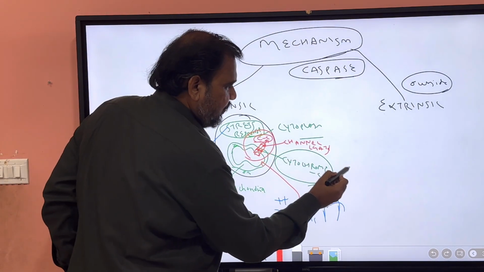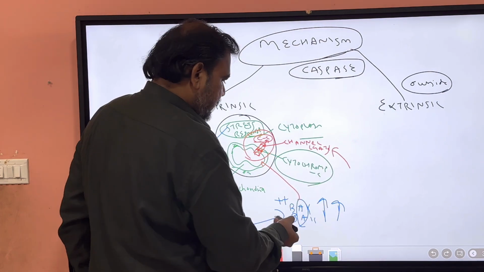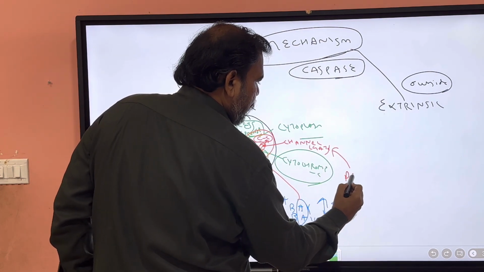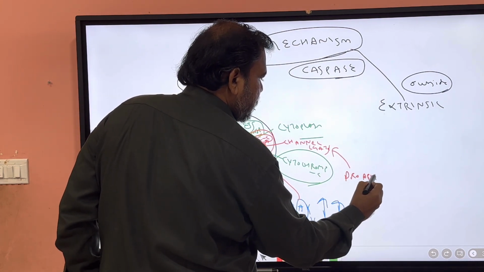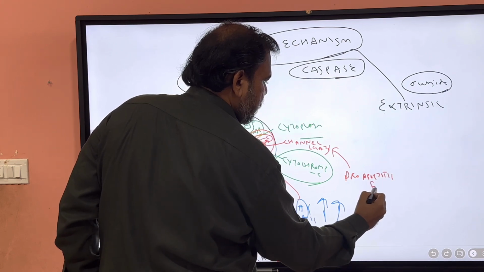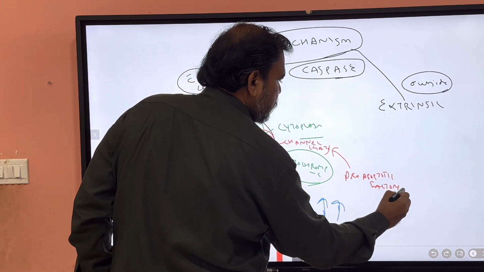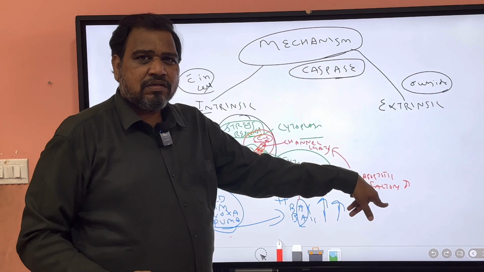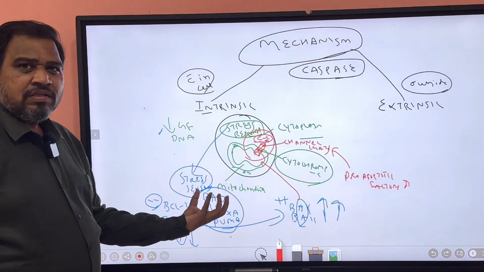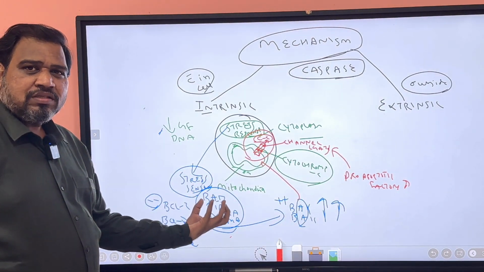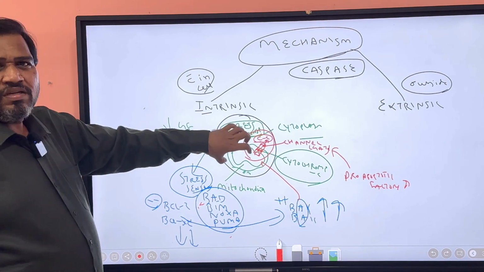Now next, why is the channel or gate created? Because pro-apoptotic factors are stimulated. Why are pro-apoptotic factors stimulated? Because stress sensors are stimulated. Why are stress sensors stimulated? Because the cell is under stress.